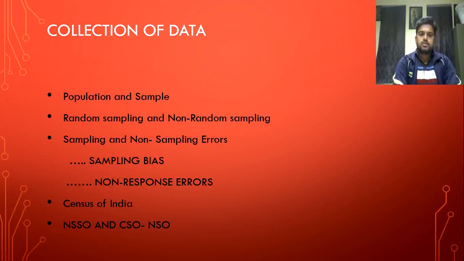So CSO used to notify about GDP, gross domestic product. CSO used to calculate those things, and about consumption and all those things NSSO used to do. Now both have been merged into one, and the new body that we have is NSO. So these are the topics that we have to discuss under this chapter, collection of data.